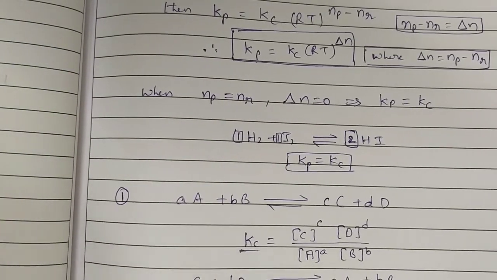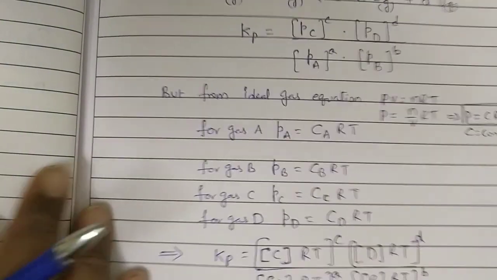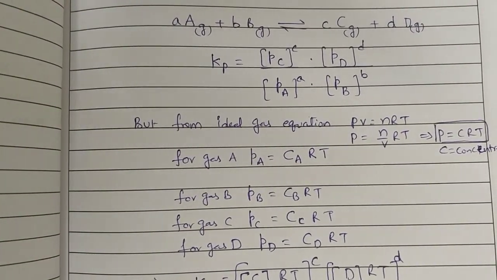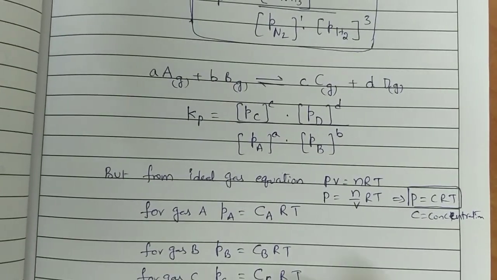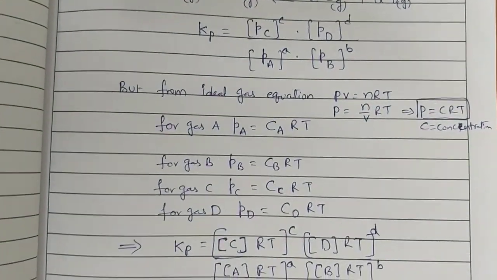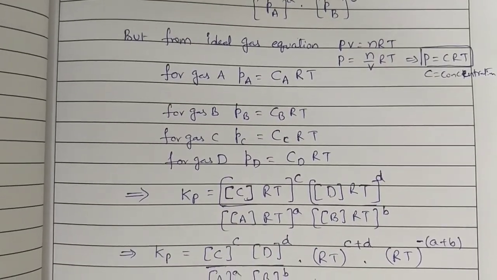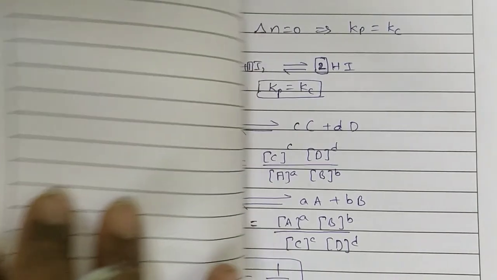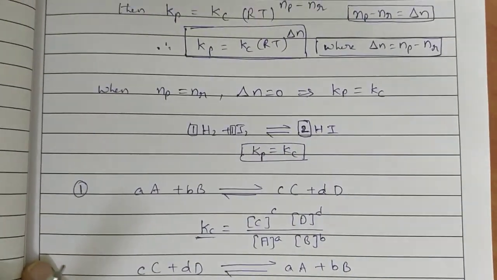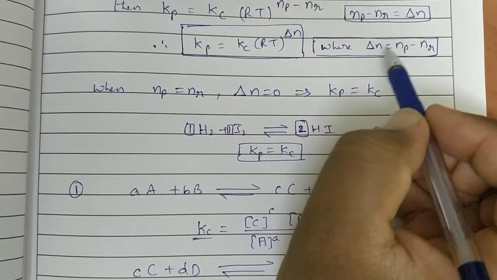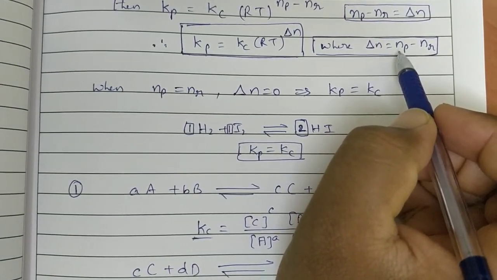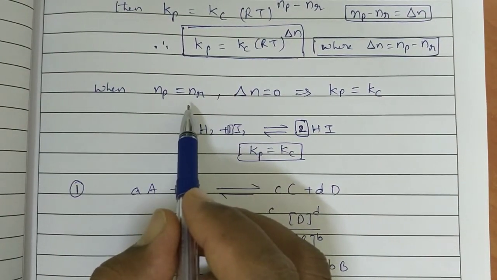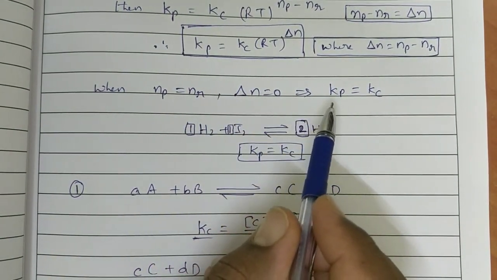And in today's class, we started with the relation between Kp and Kc. We derived that relation as Kp is equal to Kc into RT power delta n, where delta n is equal to the total number of moles on product side minus the total number of moles on reactant side. When Np is equal to Nr, delta n is equal to 0, Kp is equal to Kc.